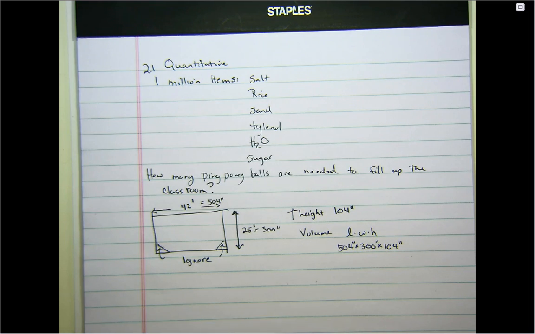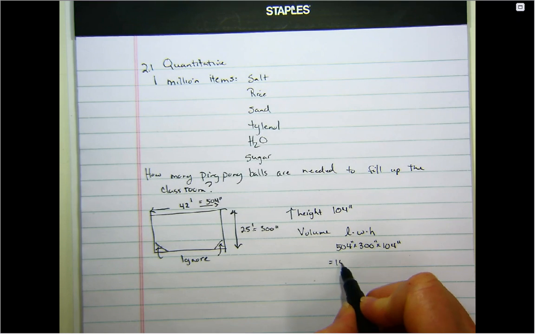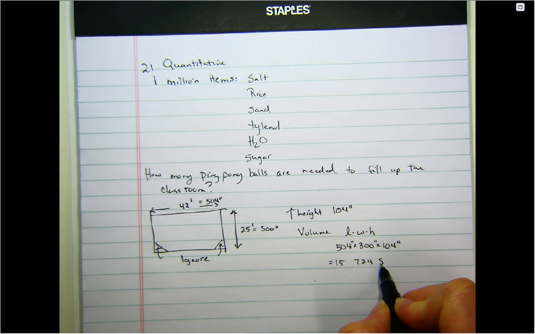So your inches multiply too. So you have inches times inches times inches. We get cubic inches that way. Did anybody get a number? 15,724,800. Anybody else get that? Nobody else get that? Let me try once. You got that? Yeah. Okay.